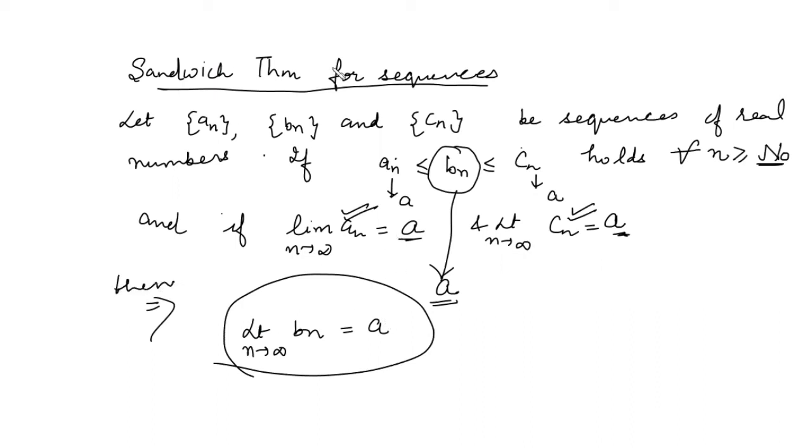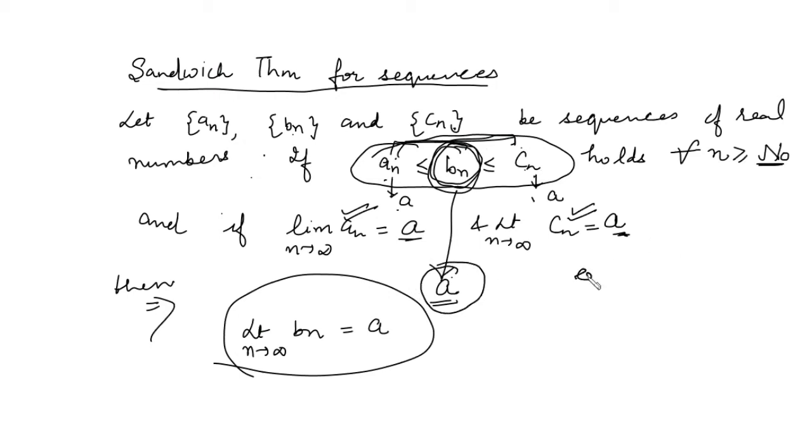So what this sandwich theorem says is that basically this is a sandwich between two sequences, so the behavior of this sequence will be the same as that of a_n and c_n. Moreover, the limits are also the same, provided both these sequences have the same limit. So you have three sequences of real numbers satisfying this relation, and if sequences a_n and c_n are both convergent and converging to the same number a, then the sequence b_n is also convergent and converges to the same number a.